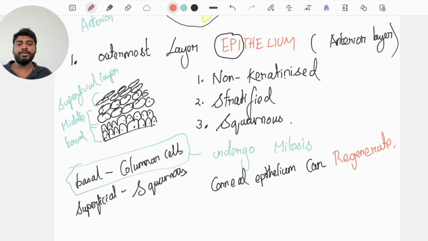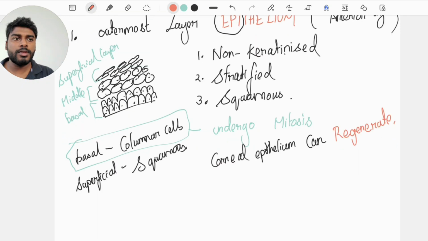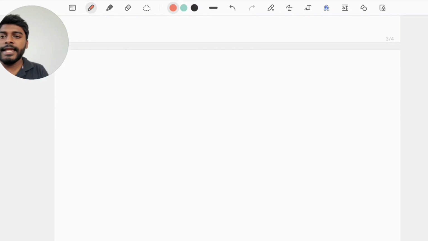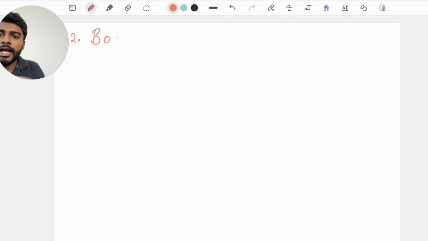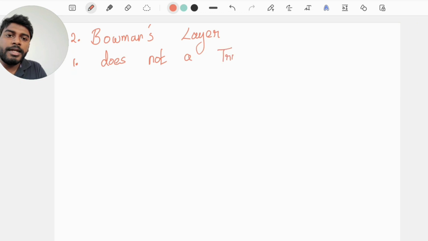So due to this mitosis, the corneal epithelium can undergo regeneration of the cells. Okay, now we will move on with the second layer of the cornea. The second layer is also called the Bowman's layer. What we are going to study is two important points. The Bowman's layer does not have a true basement membrane.